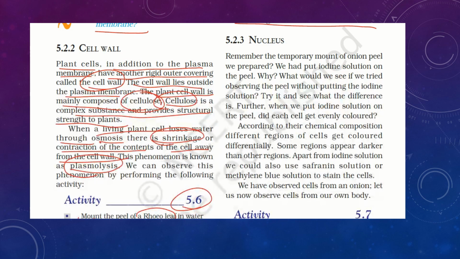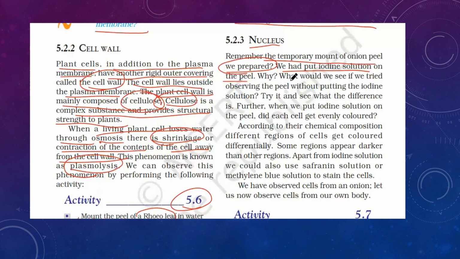So here we come with today's episode: the nucleus. What is it? Remember the temporary mount of the onion peel we prepared. In the first episode I told you about the onion peel mount we made in class, where we saw a black dot-like substance inside the cell. We had put an iodine solution on the peel.